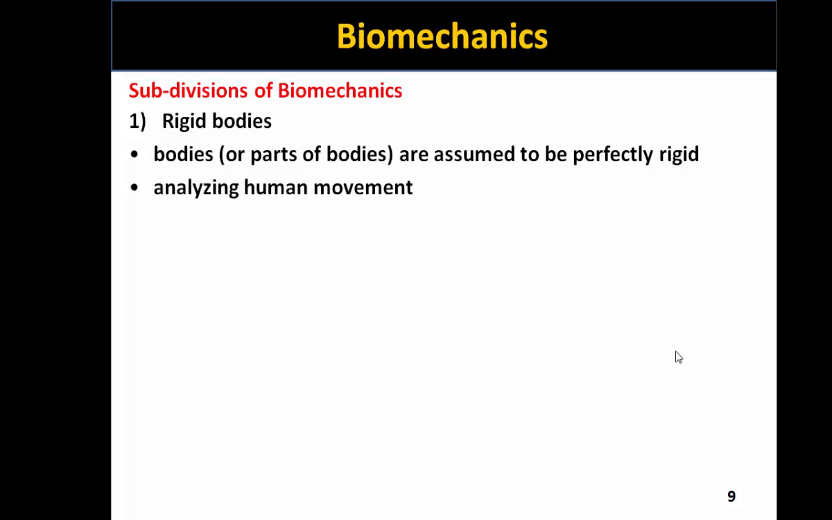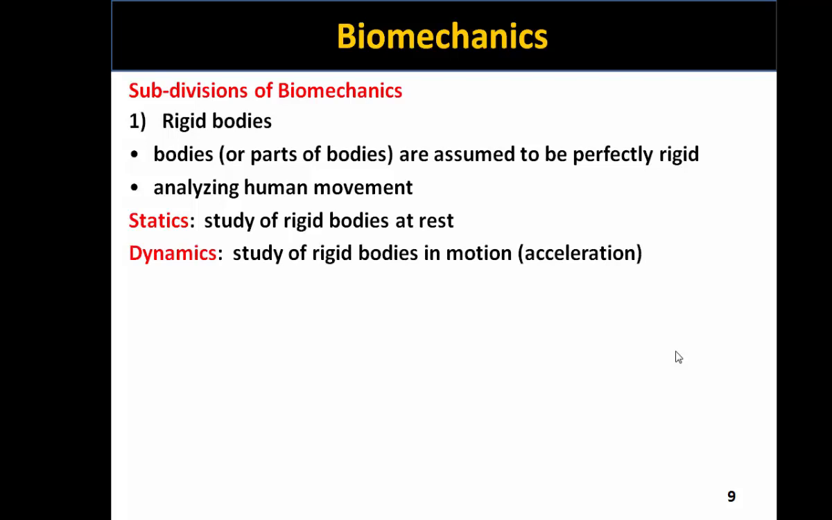This is a major approach that's often used when analyzing human movement. There are two approaches that we will take in this course that are part of the study of rigid bodies. The first is referred to as the study of statics, and that refers to the study of rigid bodies in a resting state, so bodies or parts of the body are not moving. Versus dynamics, which involves the study of biomechanics of rigid bodies in motion. The key term here is bodies experiencing acceleration. When we get to the kinematics unit, we'll explore that in greater detail.